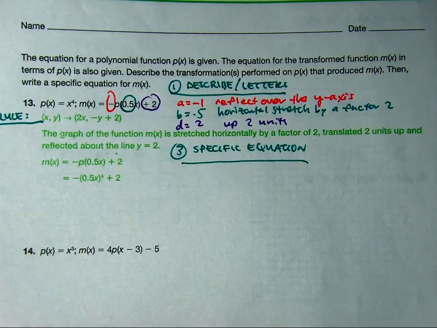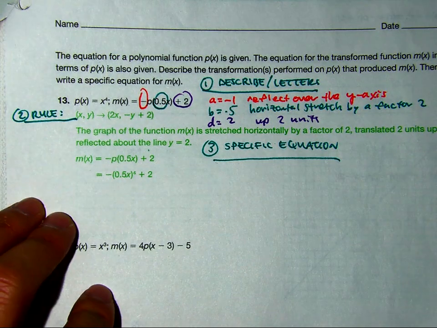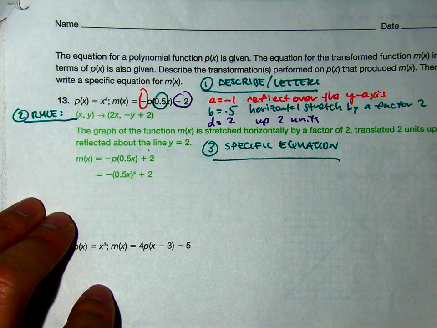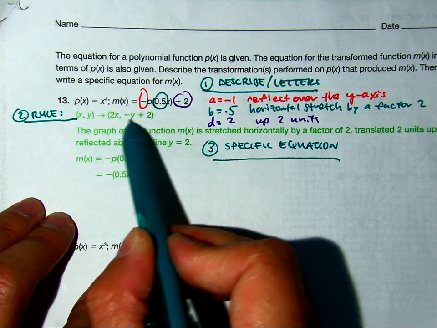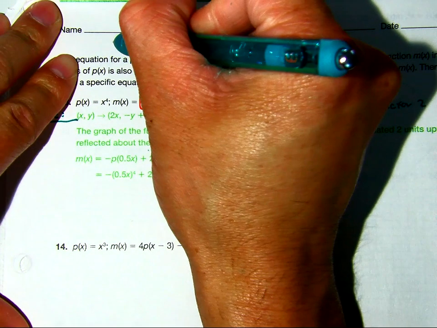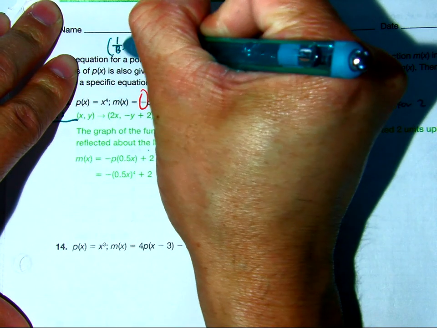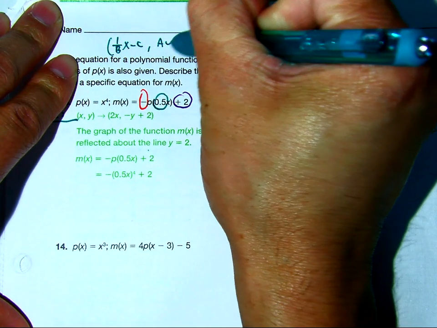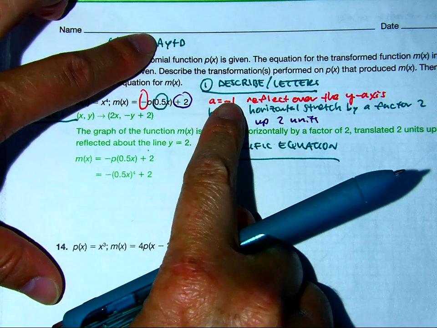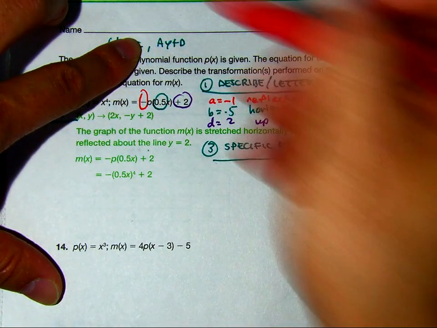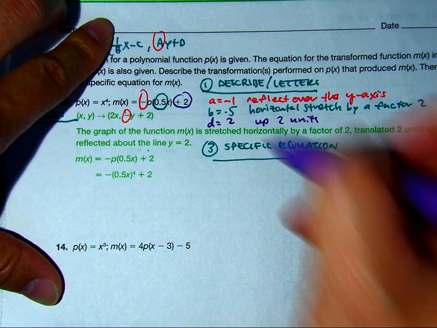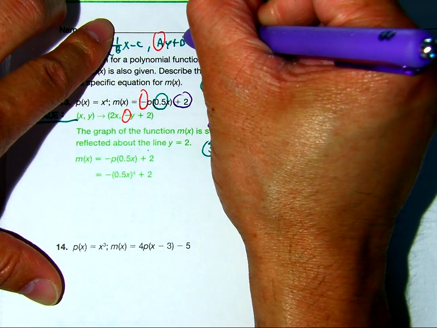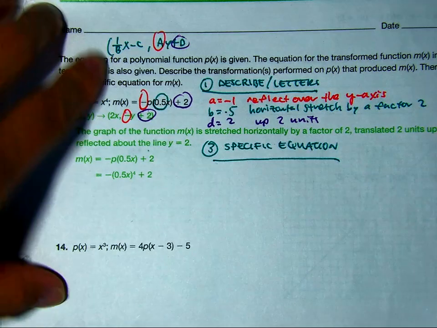The next thing I need to do is create a rule. Well, the A and the D value affects the y coordinates. Remember, the formula for that is 1 over b, x minus c, a y plus d. So if I put my A value, that would be -1. If I affect my D value, I just need to add that. That's why it has the +2.